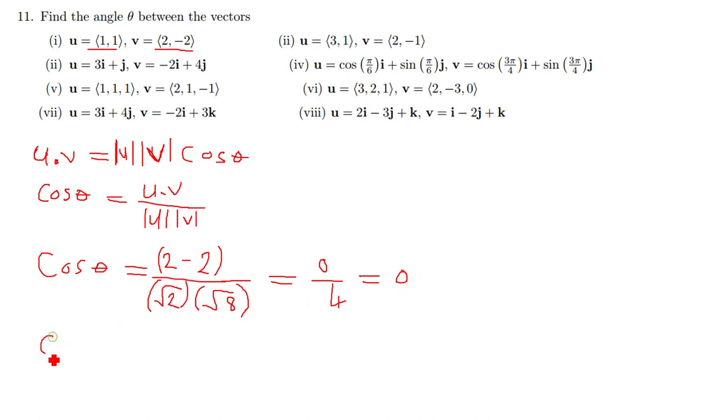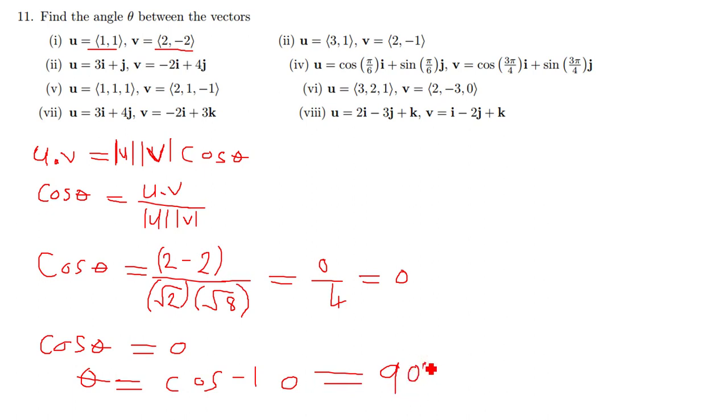Then we know to say cos theta is equal to 0. Then theta is equal to the cos inverse of 0. So cos inverse of 0 is simply 90, so it's just 90 degrees. So the angle between the two vectors is 90 degrees, this vector and this other vector. So the same applies to these other questions. You solve them the same way.